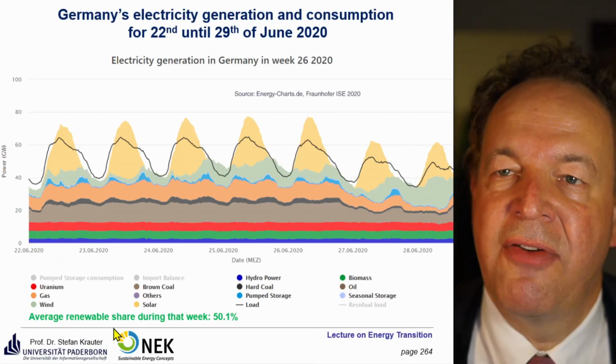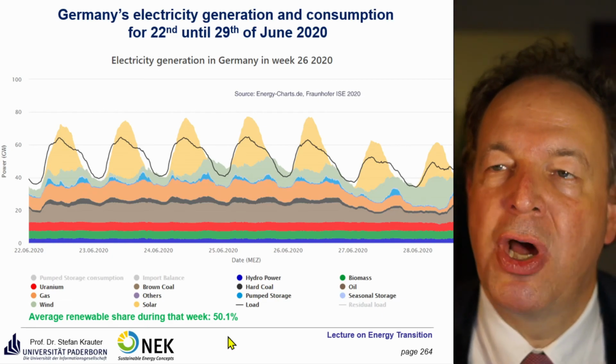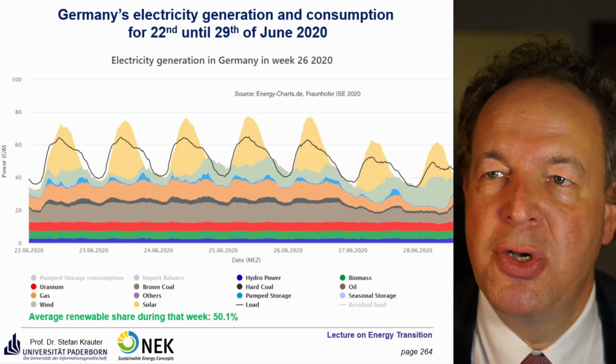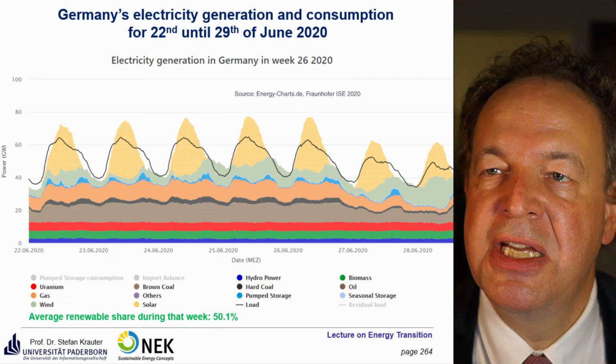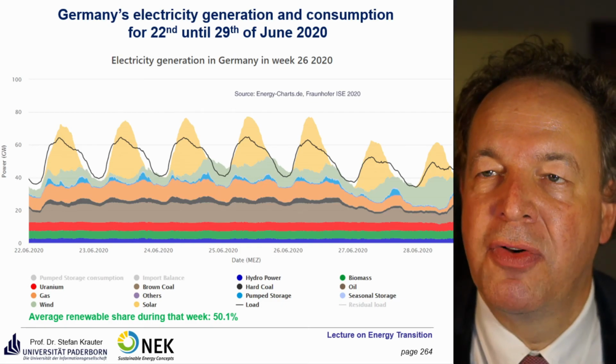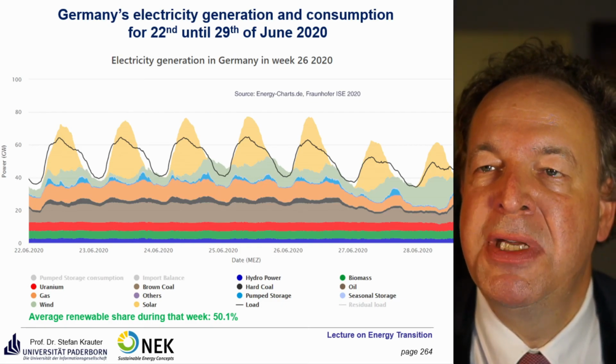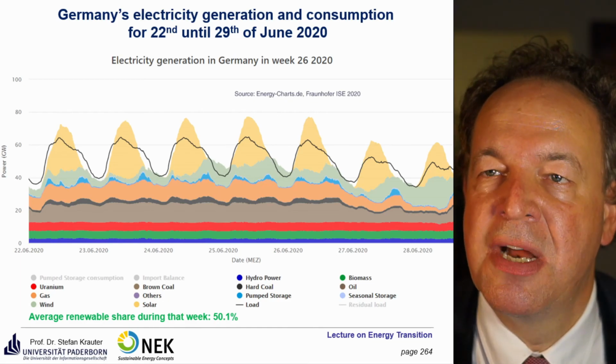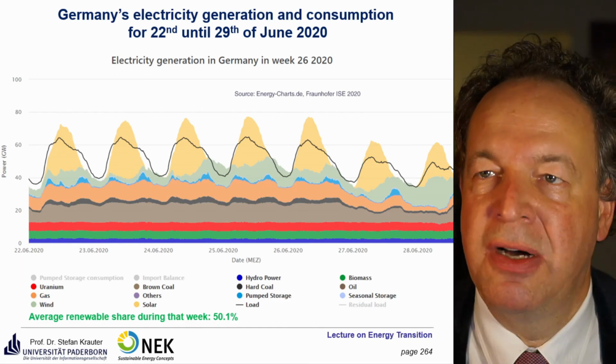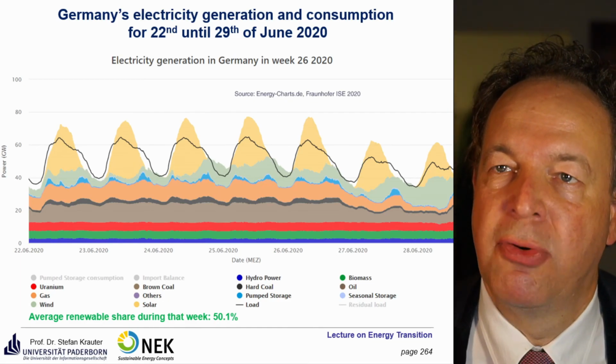In total, the average renewable energy share during that week has been 50.1%. This is about the value that we have all over the year. In the year 2020, it's probably not over yet, but quite probably it will be in the vicinity of 50% renewable share. Winter more wind power, in summer more solar power.